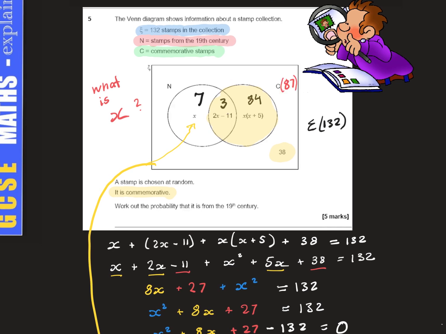So to work out the probability that it is from the 19th century, there's only 3 that are from the 19th century in this commemorative collection. So the probability will be 3, and we need to divide it by 87. It's a probability question, and so it should be a fraction.